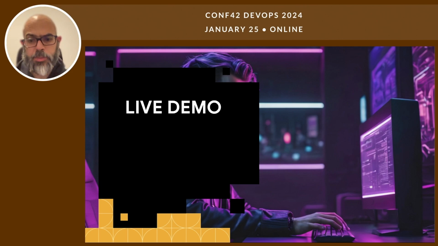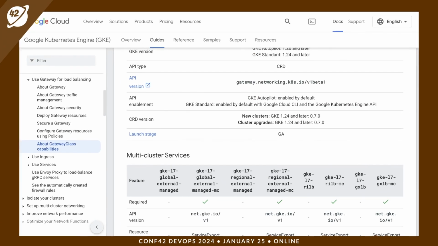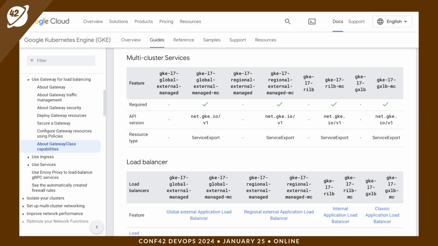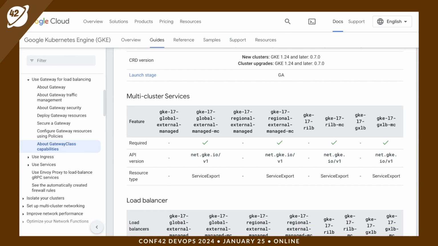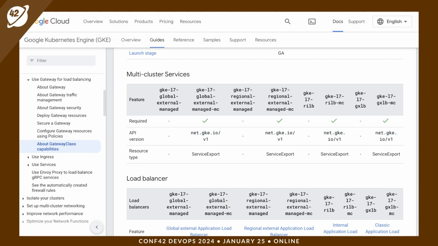Okay, let's get to a demo. And for the demo, I will use a cluster that is served by Google Cloud Platform. So I will use Google Kubernetes Engine. And as we can see from the documentation, we have different gateway classes that are served by the platform itself. And we can choose one of these if we want to create a gateway, and we can use one of them to implement a gateway. I will use this one, global external managed, because it gives me an external IP, and it gives me a load balancer that will balance every request.